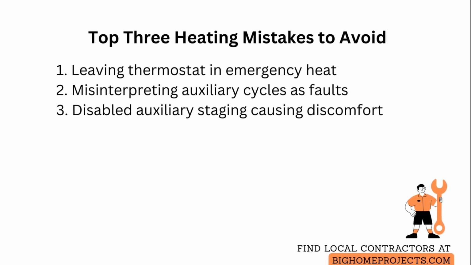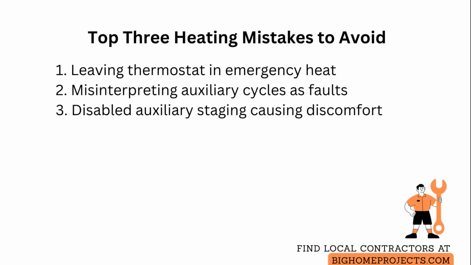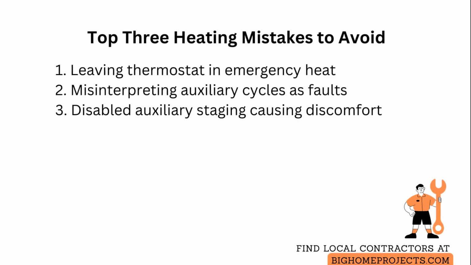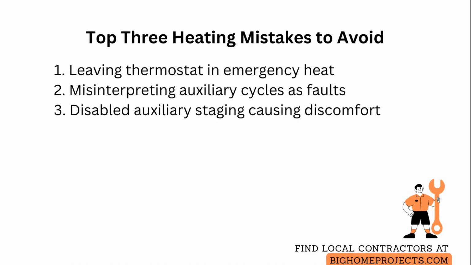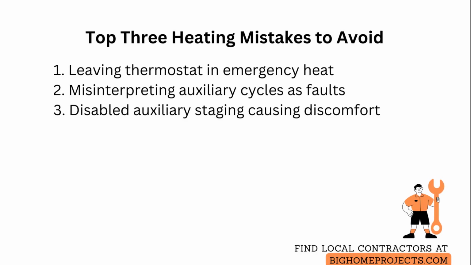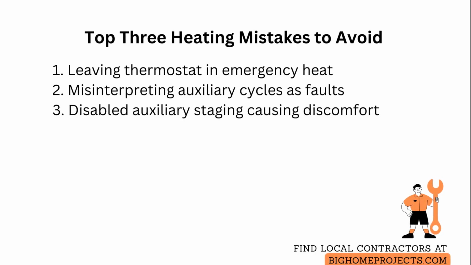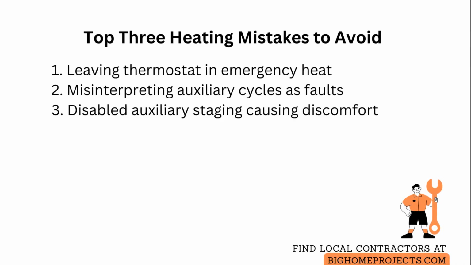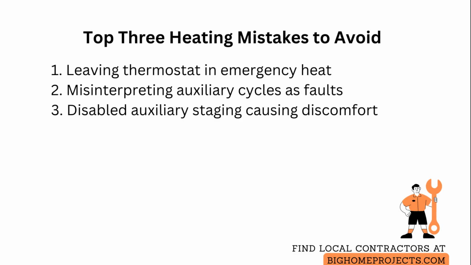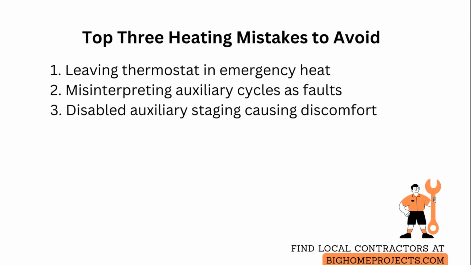Another common issue is misidentifying frequent auxiliary cycles as a fault when the real cause is undersized equipment or poor insulation. The fix is to assess load and envelope performance and correct duct leakage or insulation gaps. Homeowners also confuse stage settings on thermostats and disable auxiliary operation, which produces long compressor runtimes and comfort problems. Resolve this by restoring proper staging in the thermostat menu or contacting a technician to configure staged heat correctly.